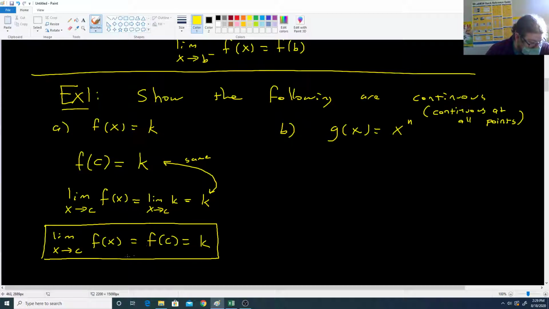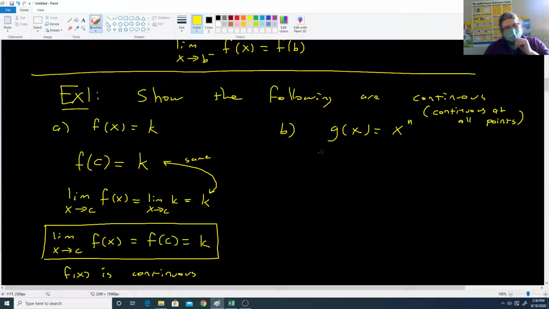And since we didn't define what c was, c can be any number. So this will hold for c is 2, this will hold where c is 7, this will hold where c is negative 3.1. So we've shown that f of x is continuous.